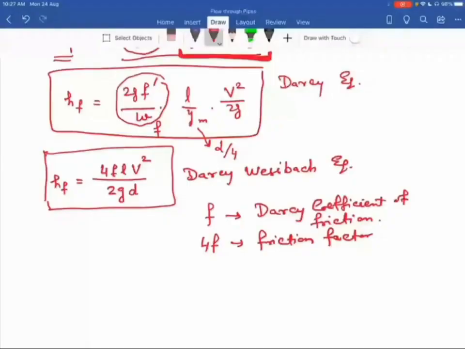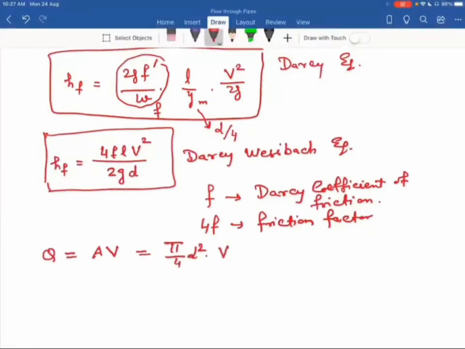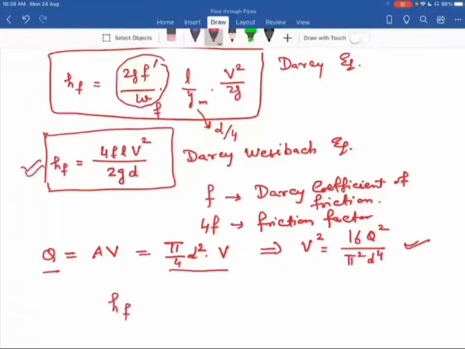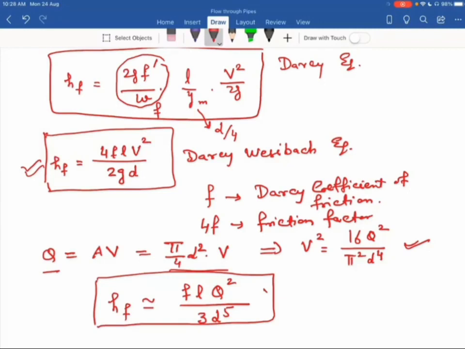So now you can see the discharge is Q, so that we can write as A into V. So for circular pipe, area is pi by 4 d square into V. Okay, so from here you can find out V square. So V square comes out to be 16 times Q square divided by pi square d raised to power 4. So replace V square in this term by this V square. Okay, then you see HF is approximately equal to FLQ square divided by 3 d raised to power 5. So in terms of discharge, you can use this formula for HF. So whatever constant value comes, that is approximately equal to 1 by 3. Okay, so in terms of discharge, you can use this formula. If you have given velocity, you can also use this formula.